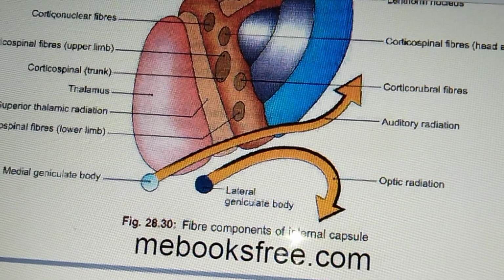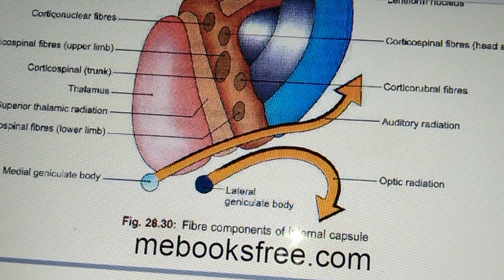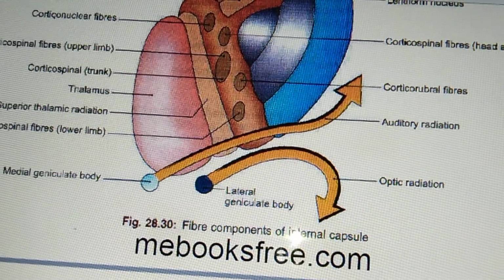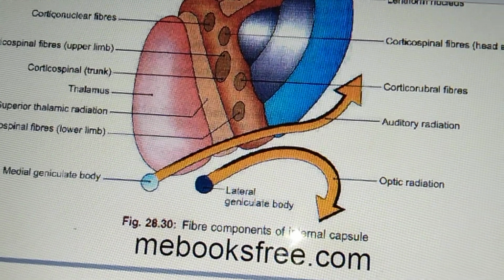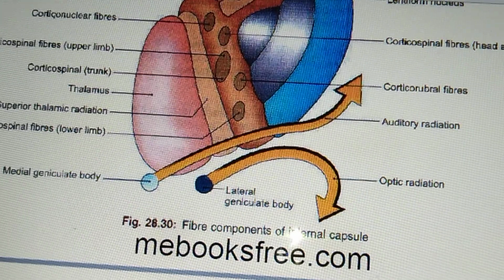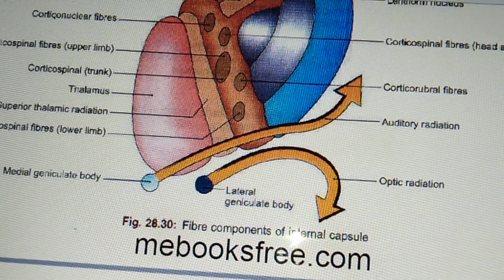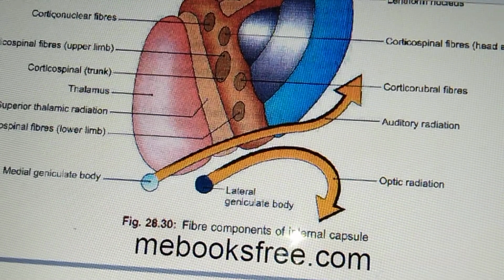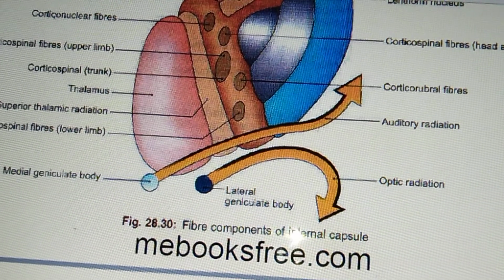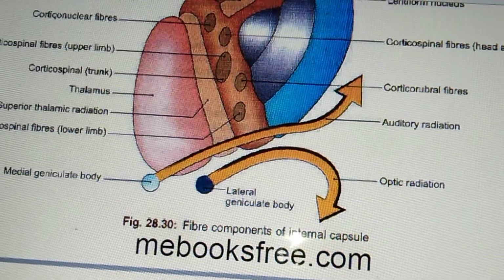Then another table is given in the book, 28.6. Please go through that table. It has the same fibers that I have already told you: the motor fibers, sensory fibers, pyramidal and extrapyramidal fibers. They are given in the table, so it's easy for you to remember. That's it. Next is the blood supply of the different parts of the internal capsule.